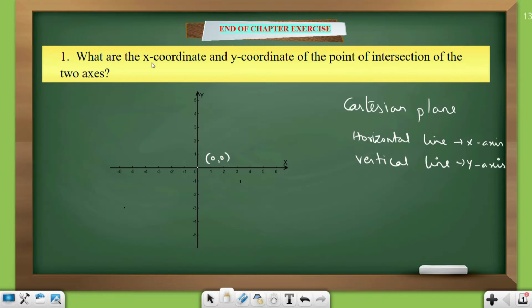So the question is, what are the x coordinate and y coordinate at the point of intersection of the two axes? This is our two axes, x-axis and y-axis, and the point of intersection is assumed to be the origin O, which has the x coordinate and y coordinate as 0 comma 0. So the x coordinate is 0 and the y coordinate is also 0.